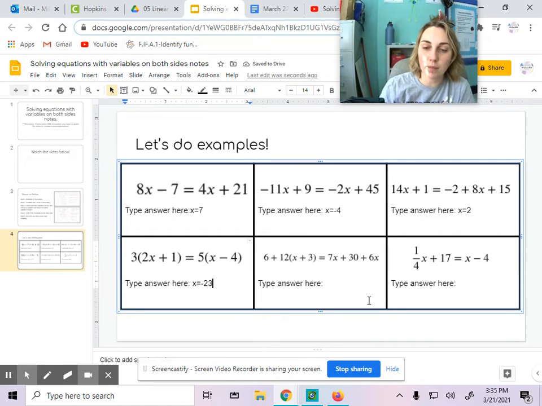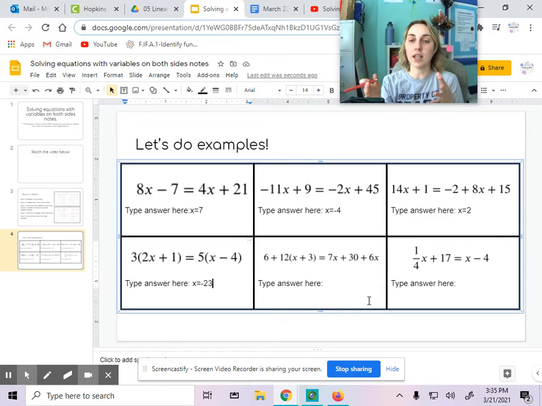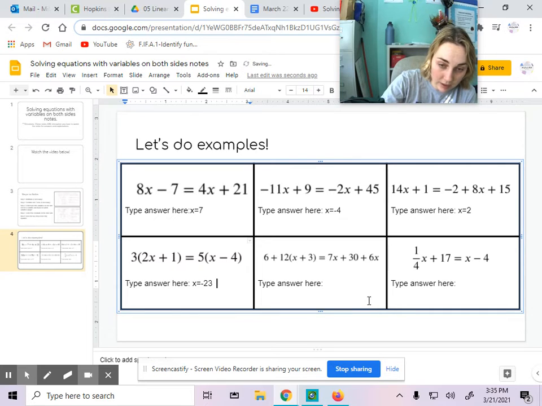All right, we have a few more problems left. Now, this next problem is where you have to use all the steps. You have to distribute, then you have to combine like terms, and then you have to choose the variable side and constant side and then solve. So this question is going to put everything into one multi-step variables on both sides equation. So I do need you to listen very closely when I'm solving this problem and follow the steps to the T. So we have 6 plus 12, that's going to be multiplied by x plus 3, and that's going to be equal to 7x plus 30 plus 6x.